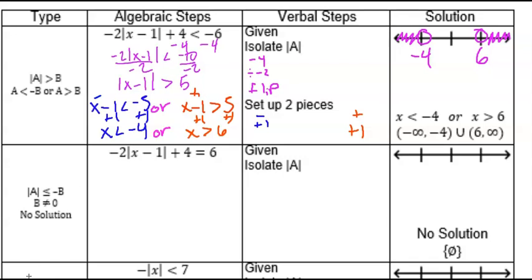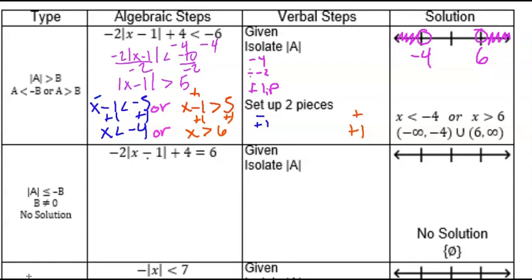Let's look at the next type. We have absolute value of A is less than or equal to -B, where -B doesn't equal 0. You would have no solution, because absolute value can never be less than or equal to a negative number.